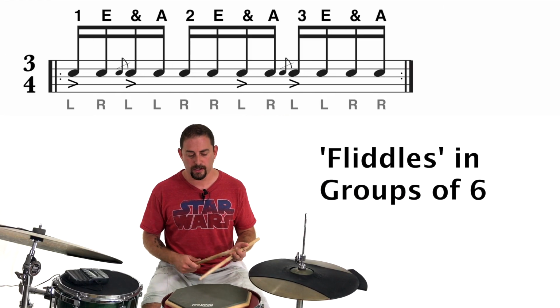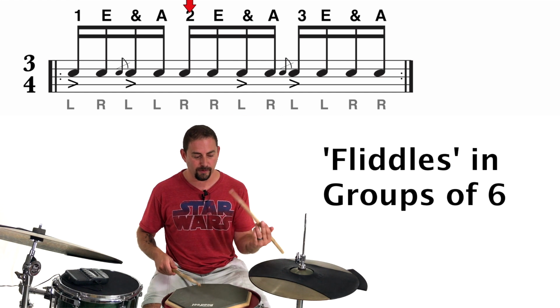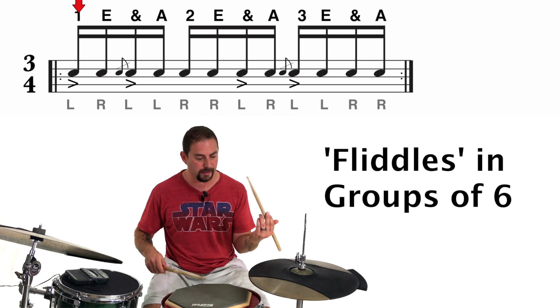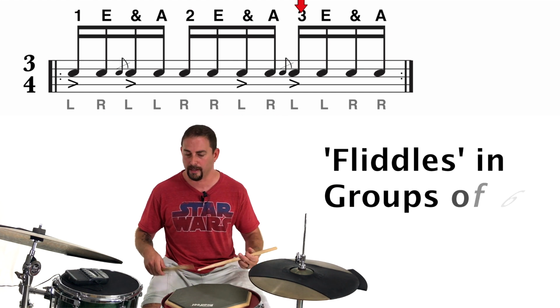Now again, since that one does not alternate, you want to go ahead and play it lefty as well. 1, 2, ready, go. Parafliddle diddle, parafliddle diddle. 1 E and a 2 E and a 3 E and 1. Next grouping is going to be a group of 7.